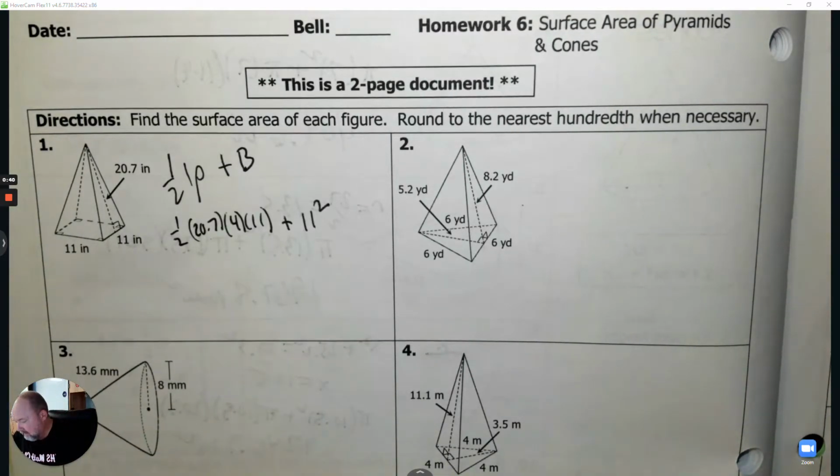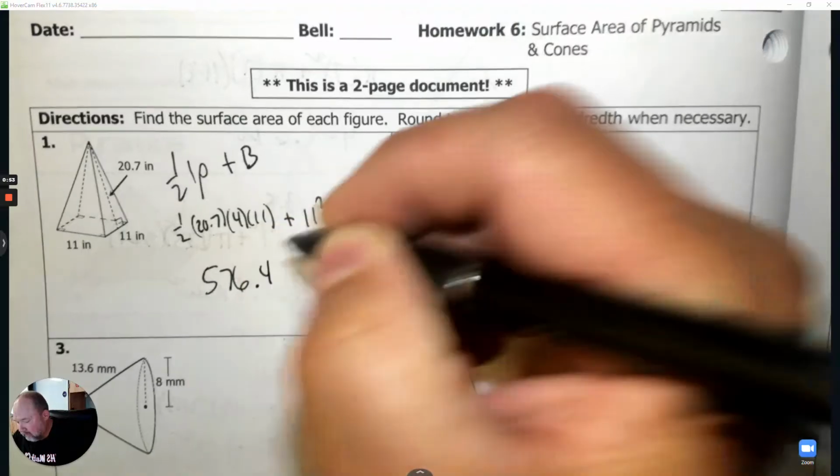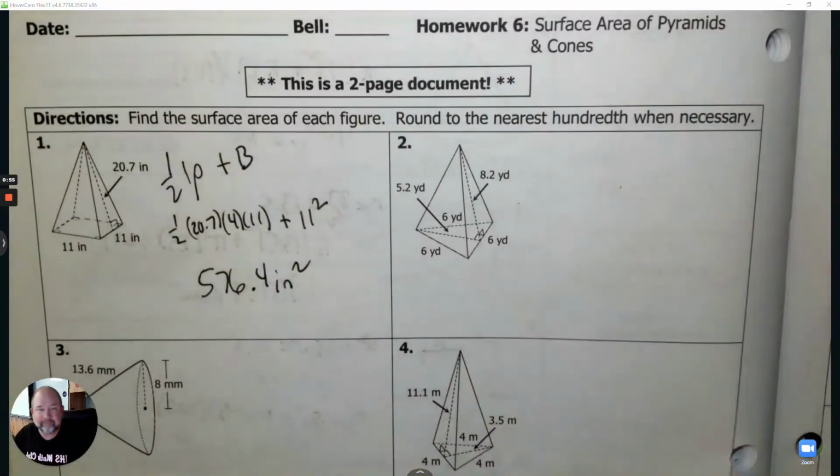Let's do that and see if we get the same answer together. If you're at home, you can use Desmos to type it in. Or you can wait. And I get 576.4, and that's inches squared.